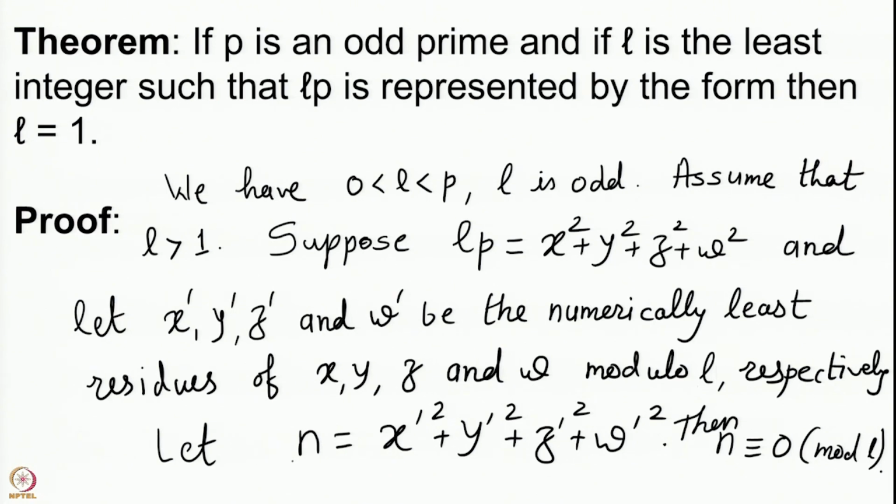Because each of these is congruent to each of these, their squares are congruent and therefore their sums are also congruent. So n is congruent to LP modulo L, which means that n is 0 mod L. So n is a multiple of L.